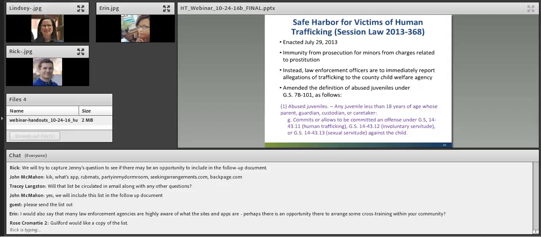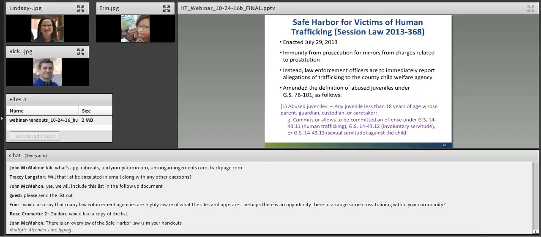We're going to talk more about safe harbor, and I know that Erin's going to talk about it with regard specifically to the duties now triggered for child welfare workers. It was enacted in July of 2013. It became effective in October of 2013. And the three really large overarching components of safe harbor, we became the 13th state in the country to pass safe harbor.